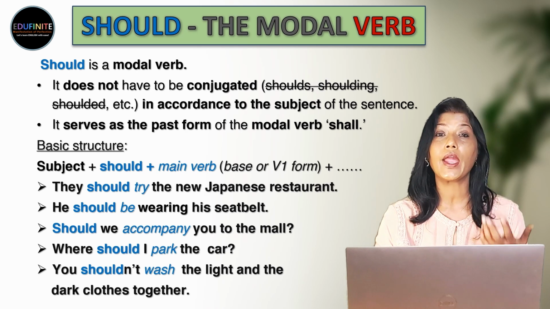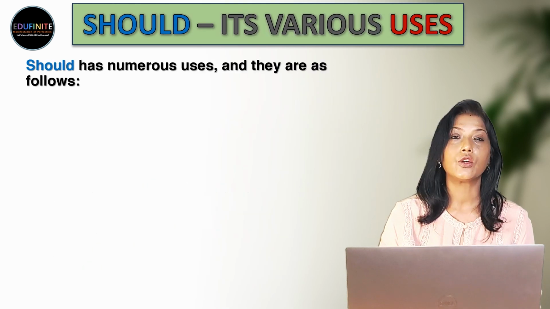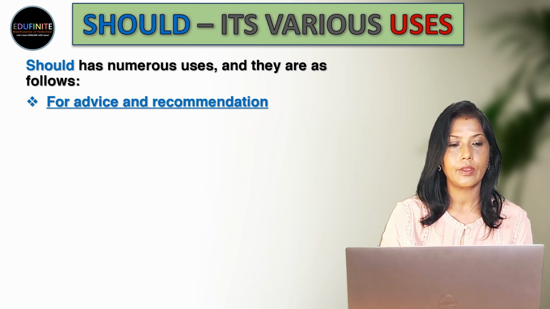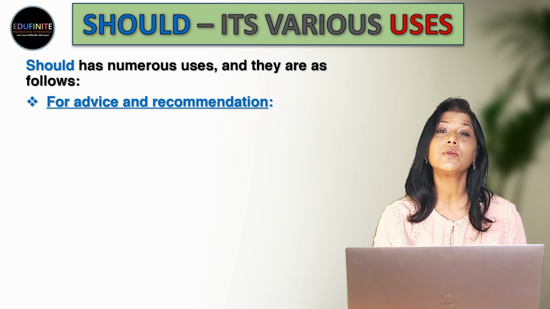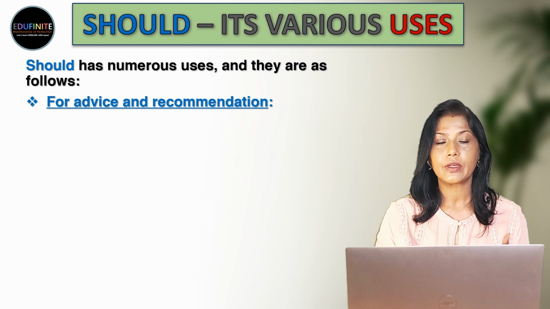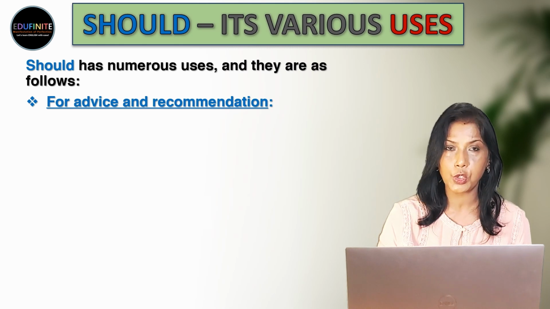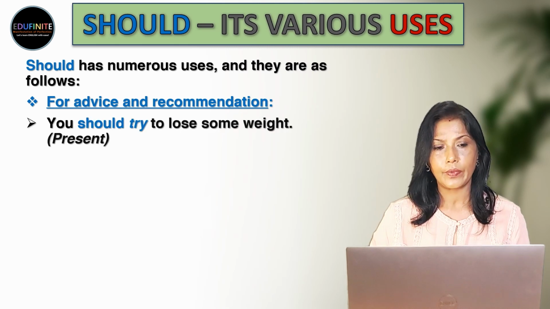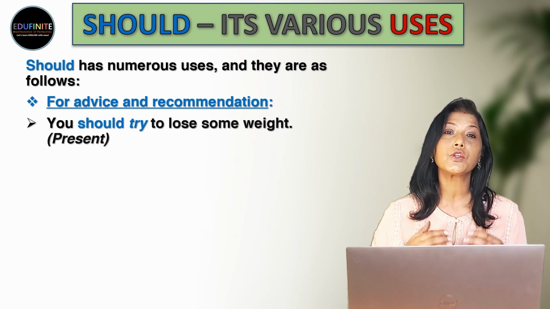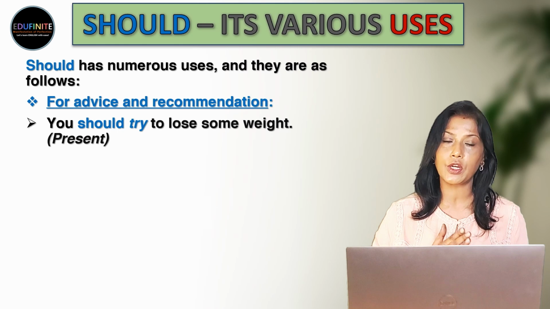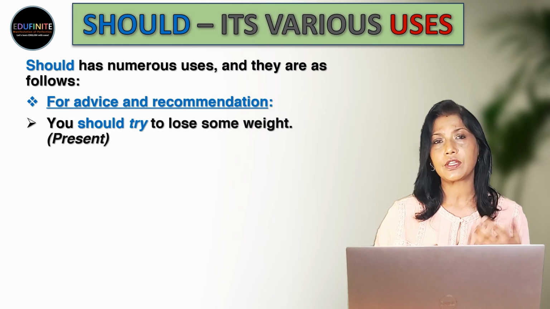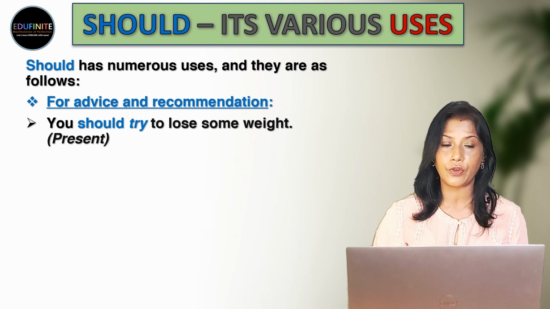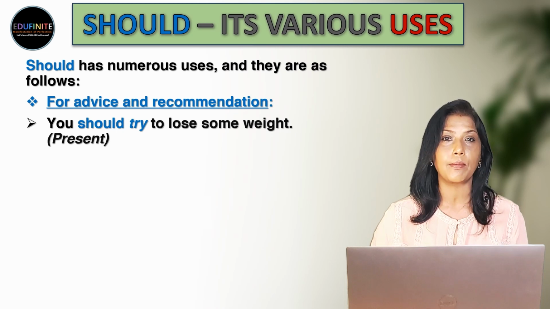Now let's look into where we can use it. Should has numerous uses, and they are as follows. For advice and recommendation: we can use should while giving advice to somebody or while recommending something. Let's look into the sentences to understand it. You should try to lose some weight. This is in the present tense. When we use should in the present tense, we follow the basic structure I told you. If we find someone is obese, we try to give them some advice that that's not good for health. So we tell them, you should try to lose some weight.